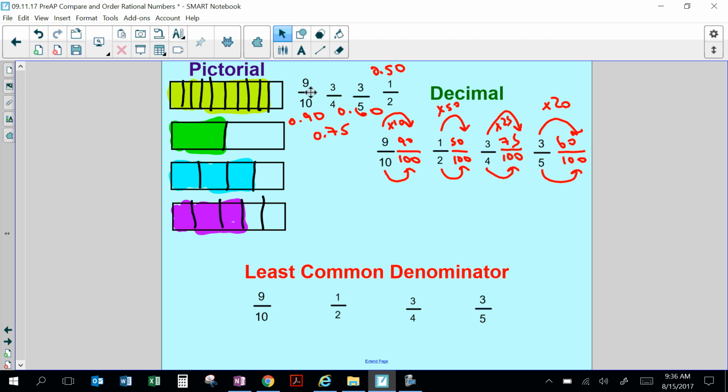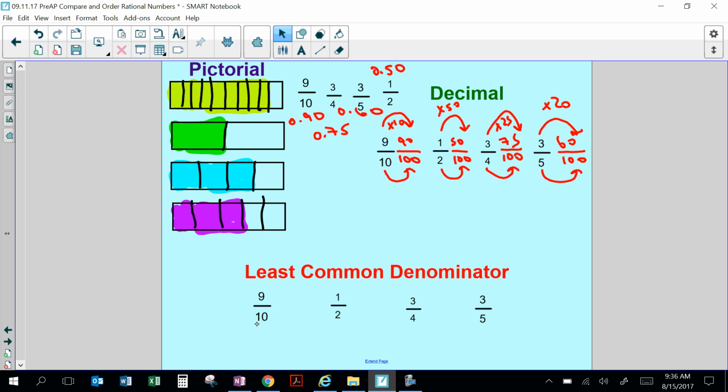And the last way, so we have pictorial model, estimating skills, decimal. Last one is least common denominator. In elementary school, you did learn something called least common denominator, when you had to add and subtract fractions. So what denominator do 10, 2, 4, and 5 all share in common?